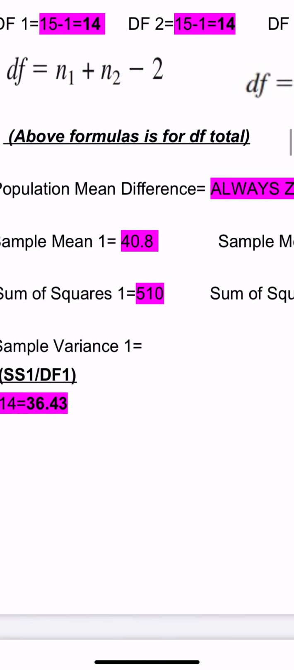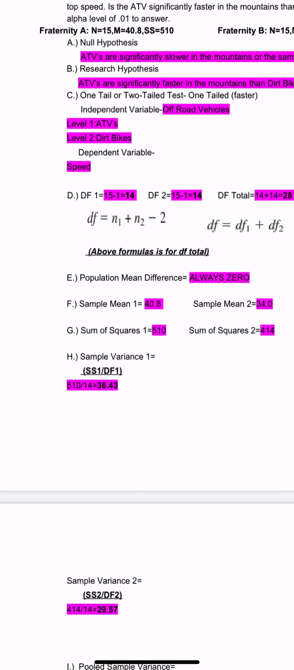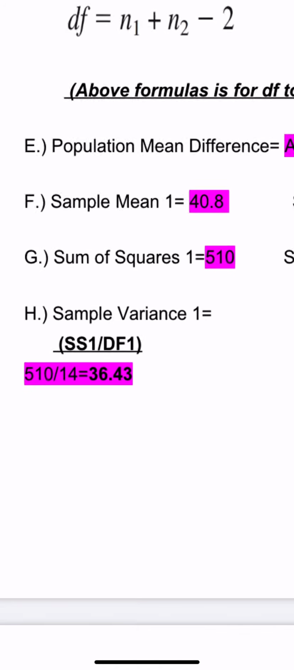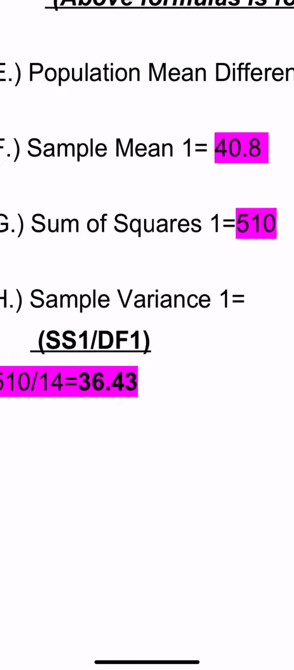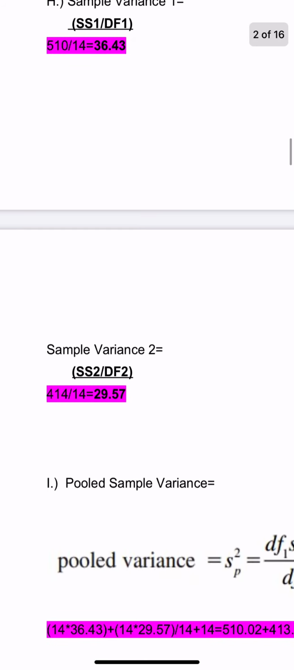So now we are going to do a sample variance of each group. So the sample variance of group 1 is the sum of squares of group 1 divided by the degrees of freedom of group 1. And the sample variance of group 2 is the sum of squares of group 2 divided by the degrees of freedom of group 2.